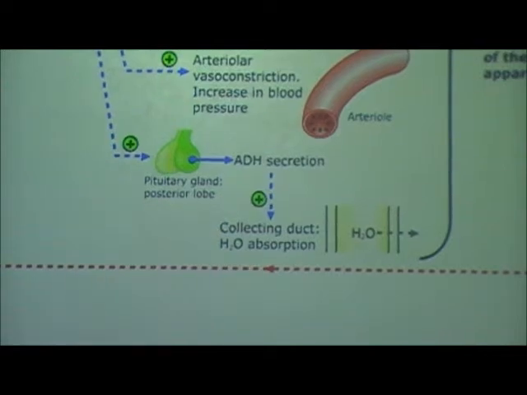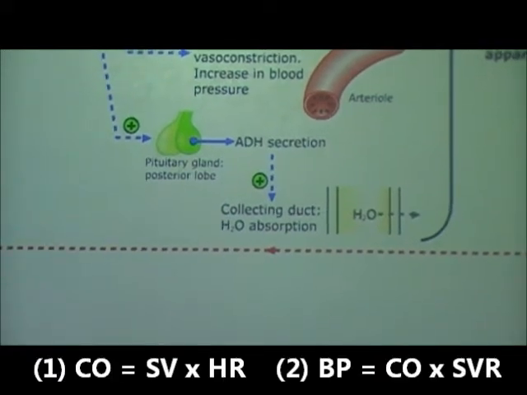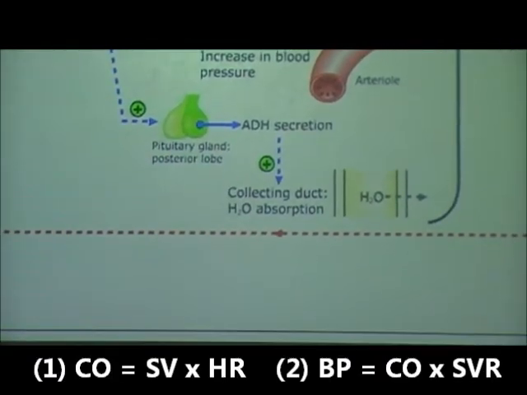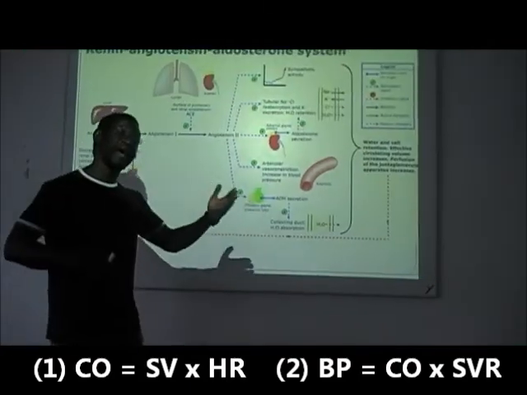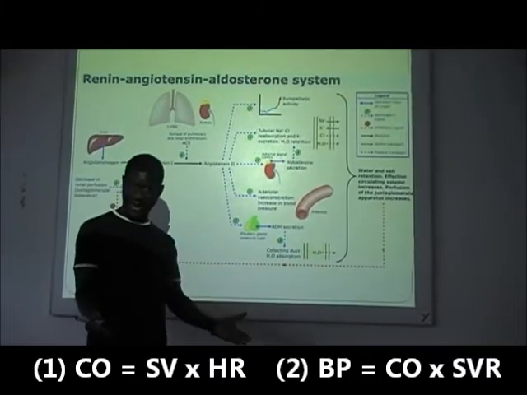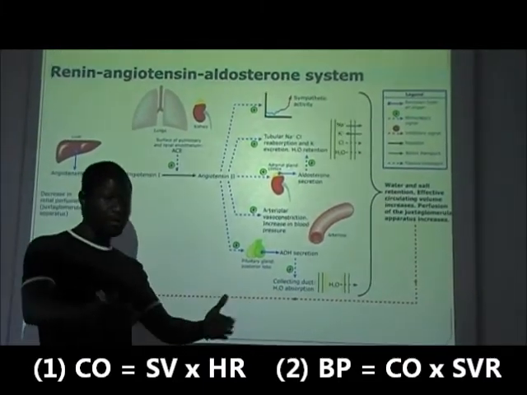And once this is achieved, there will be increase in the stroke volume. Because there's increase in the stroke volume, there would then be increase in the cardiac output, and because there's increase in cardiac output, we'll have increase in blood pressure.